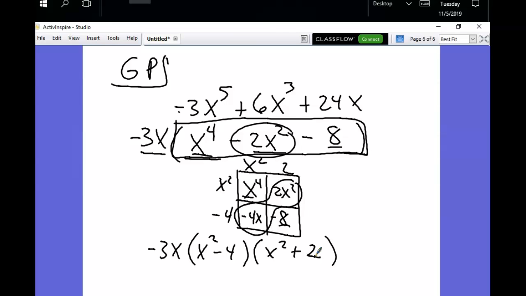Kendall, which, if any of these, are differences of squares? Can you repeat that? Which, if any of these, are differences of squares? Oh, that's a good question. I'm going to pass on this one though. Kayla, go ahead, Kayla.